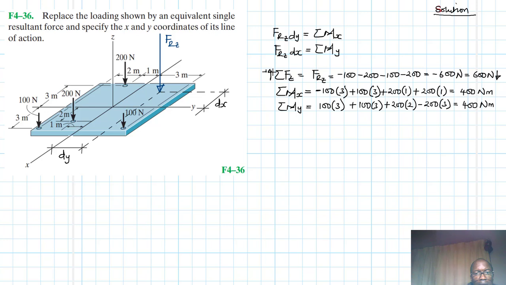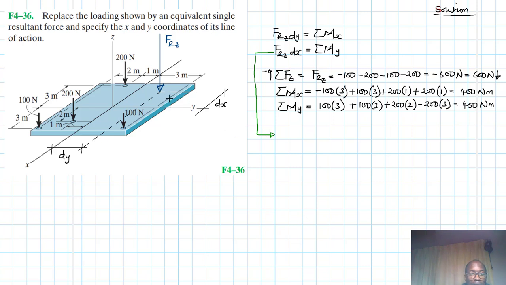Let's now import our equations. There we go. We imported the first one, FRZ. Again, here we need to be mindful of the sign. The sign on the left must be equal to the sign on the right. And the one to guide the sign is this summation of moments, because we found that value already. So summation of moments about the y-axis is positive.